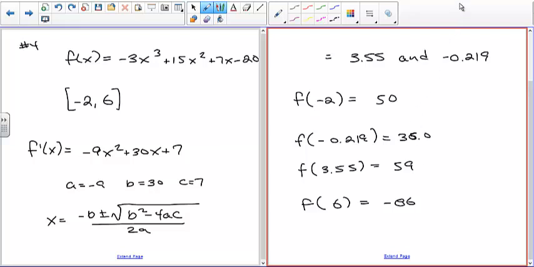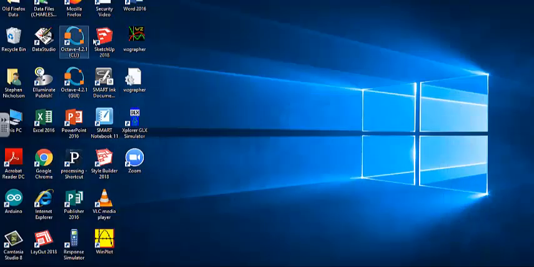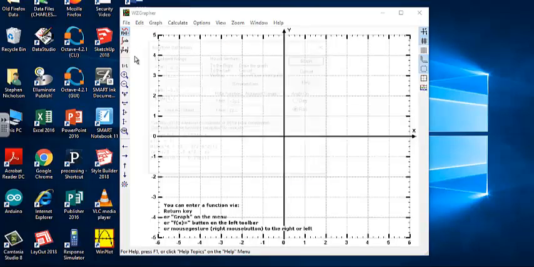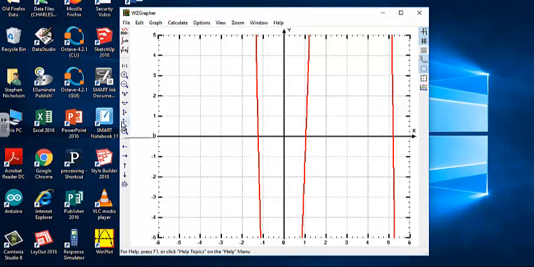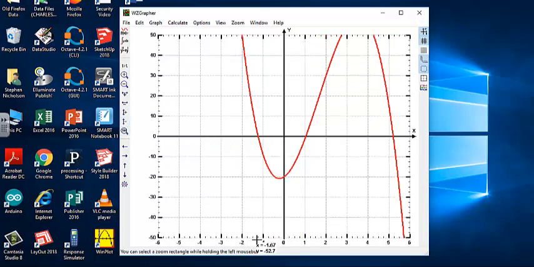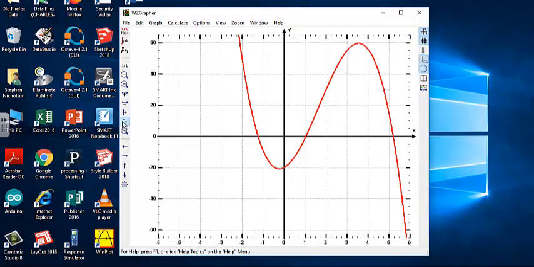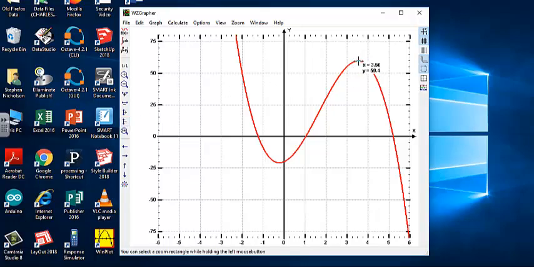And this is one of these cases where I'm not 100% sure I did that correctly, so I'm going to just cheat here a little bit. I'm going to plot this function: -3x cubed plus 15x squared plus 7x minus 20. So here it is. Going to zoom out a little bit. So yeah, the critical numbers here you can see -0.2 something and 3.56.